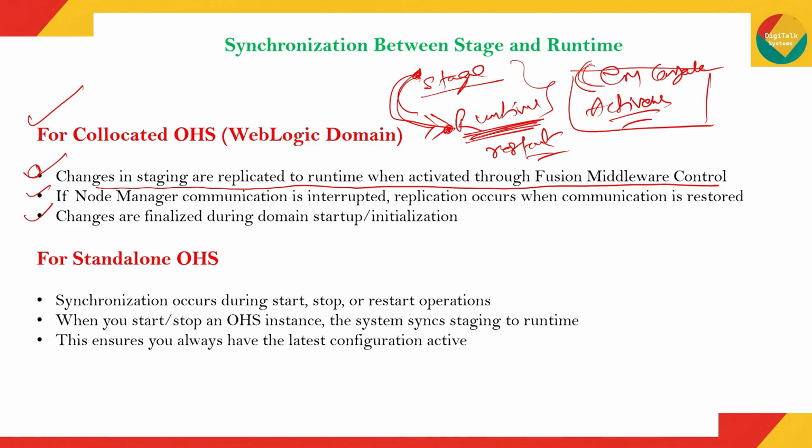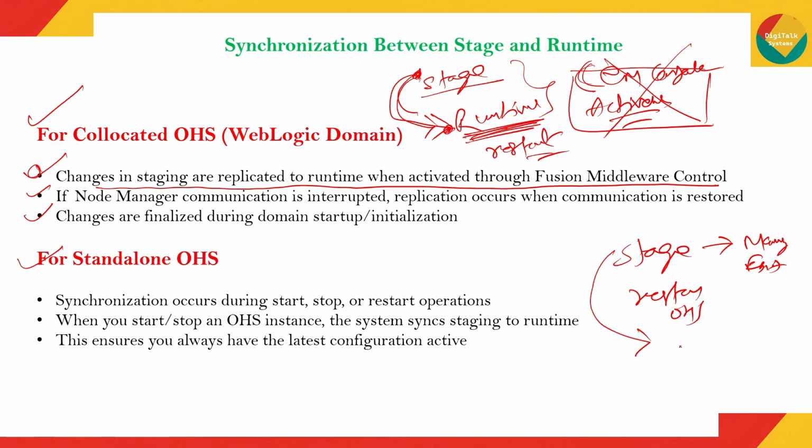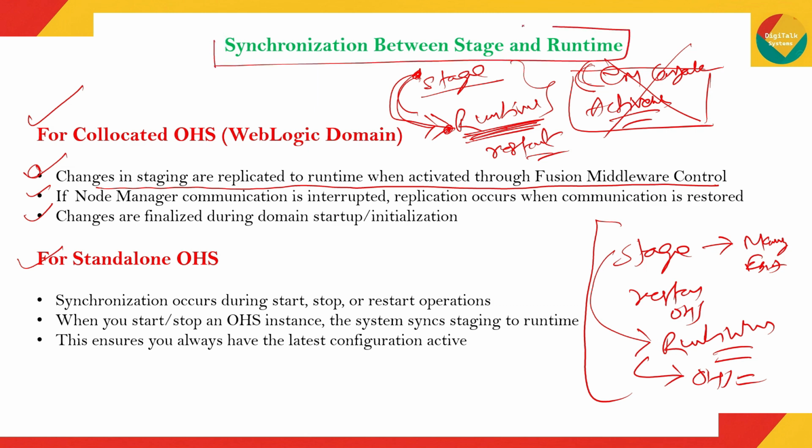So this is how you can sync the changes between staging and runtime using Fusion Middleware Control. But if you are in standalone mode, we do not have this admin console or EM console. So what happens in that case? We modify the file manually, then restart the OHS, and during the restart the changes are replicated to runtime and become applicable to your running OHS instance. So this is the major way the changes are synchronized from staging to the runtime directory.